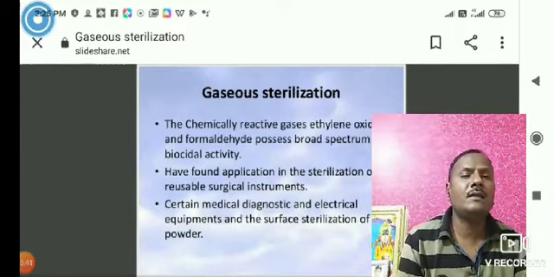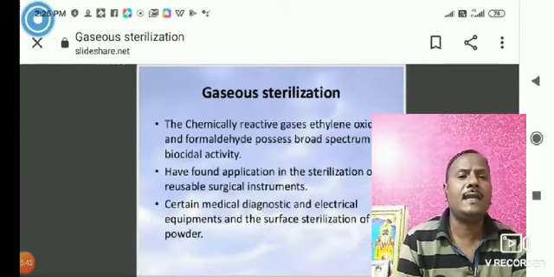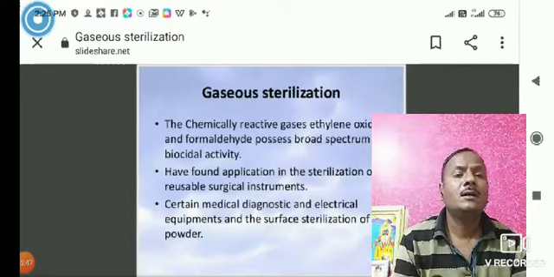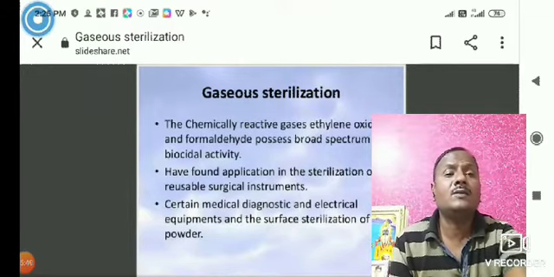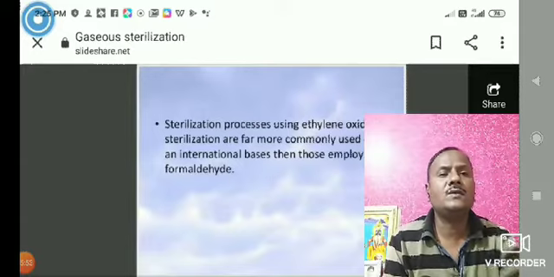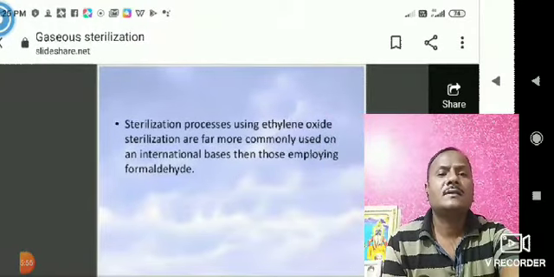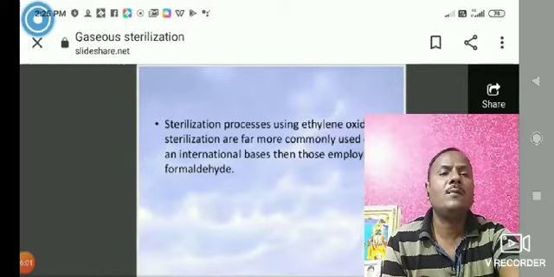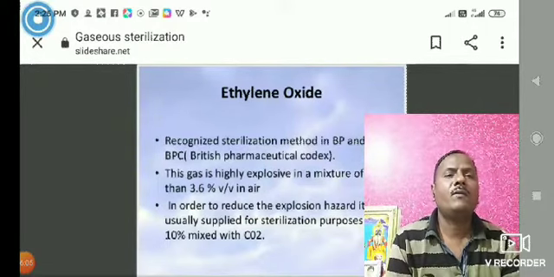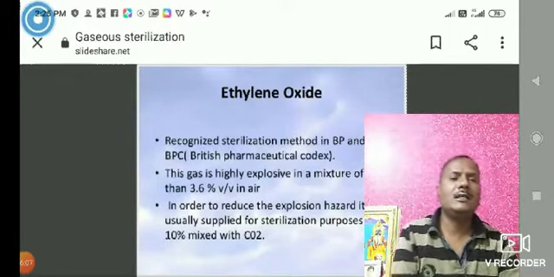Certain medical diagnostic and electrical equipments and powders are sterilized by gaseous sterilizing agents. Sterilization processes using ethylene oxide are far more commonly used on an international basis than those employing formaldehyde, which means they are more effective than formaldehyde. Let us see one by one.